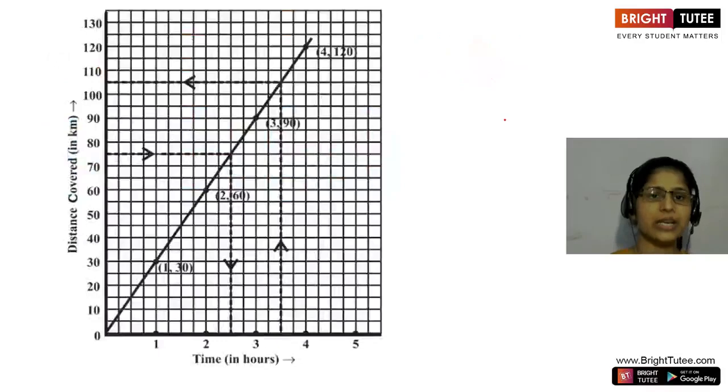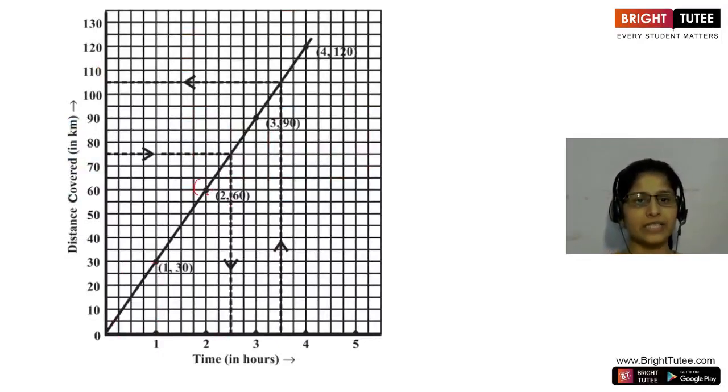So just to see here, here's the graph. So when the time is 1 hour, it covers 30 kilometers. When it is 2 hours, it covers 60. At 3, it covers 90 kilometers, and 4, it covers 120 kilometers. That's according to the table. So yes, it is a straight line we are getting. So it's a linear graph.